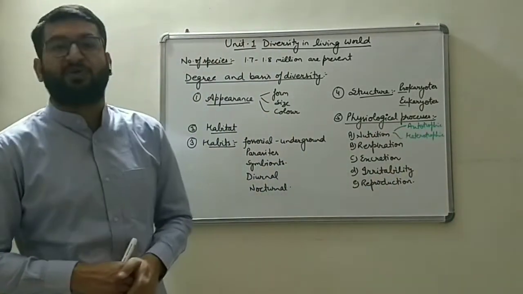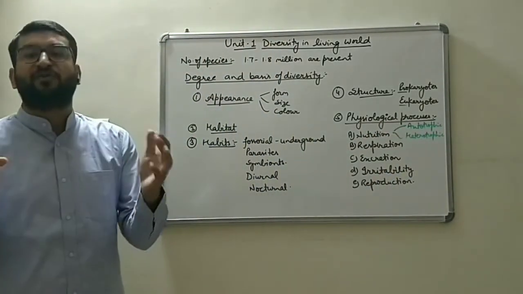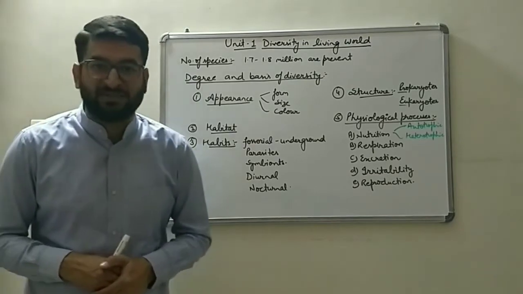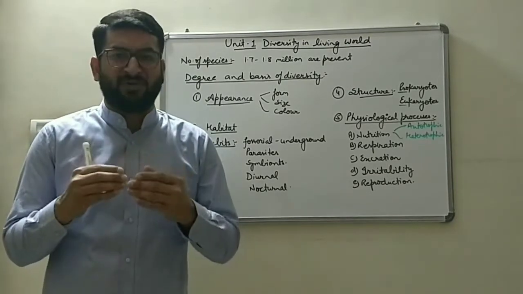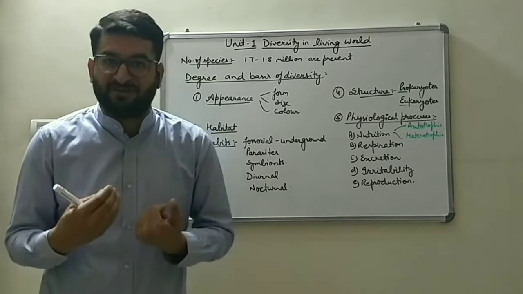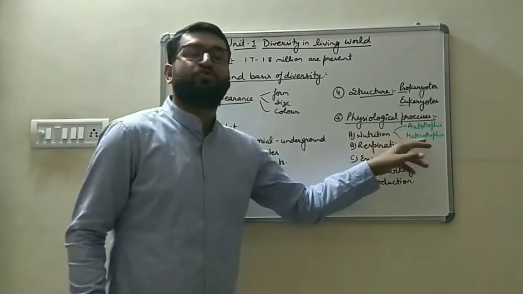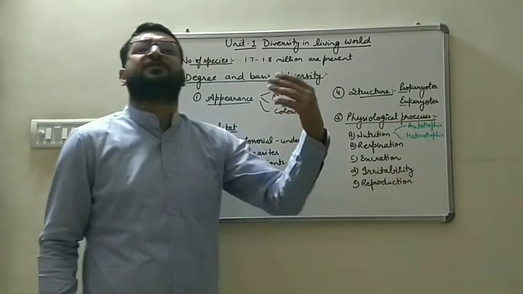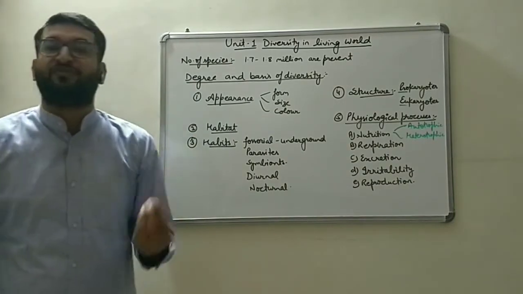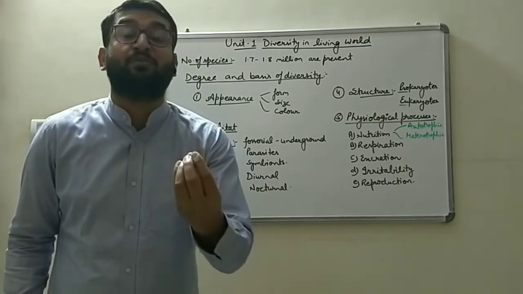Next, heterotrophism or heterotrophic mode of nutrition. The mode of nutrition in which an organism cannot synthesize its own food and depends on other organisms for its nutritional requirements is known as heterotrophic mode of nutrition. It is of further types. First is parasitic mode of nutrition. Next, saprotrophic mode of nutrition.